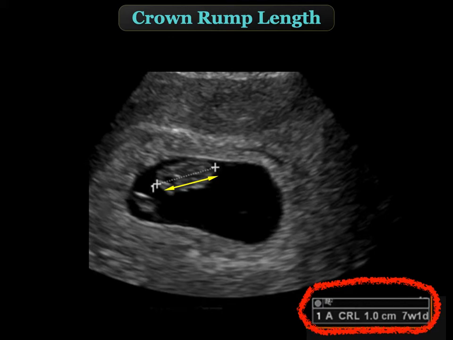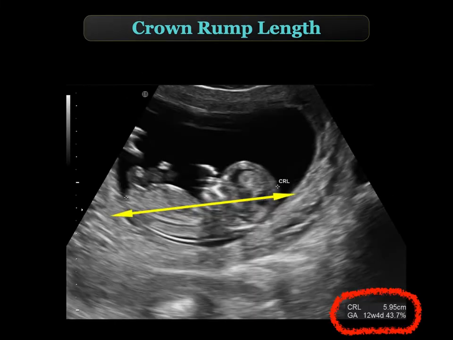Furthermore, if you are calculating a fetal heart rate and it is less than 100, in particular if it is less than 70, this is 100% predictive of a miscarriage. When you are measuring the crown rump length, do not include the yolk sac in your measurement. Here's another example of a crown rump length measurement. This fetus is 12 weeks and 4 days based on our crown rump length of almost 6 centimeters.